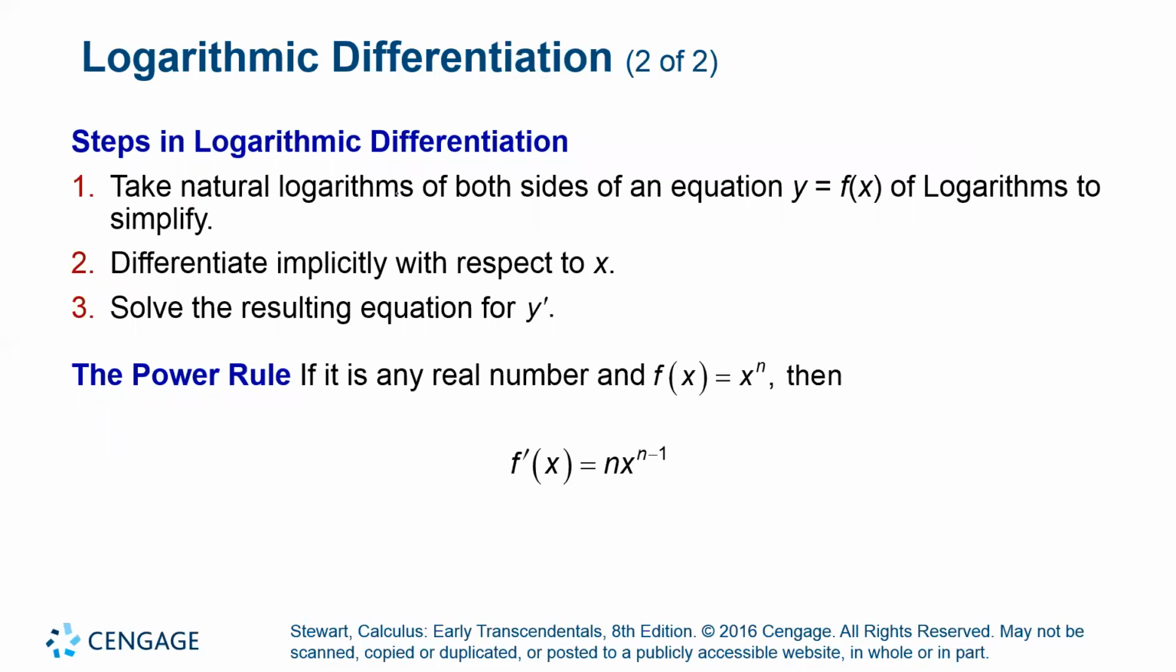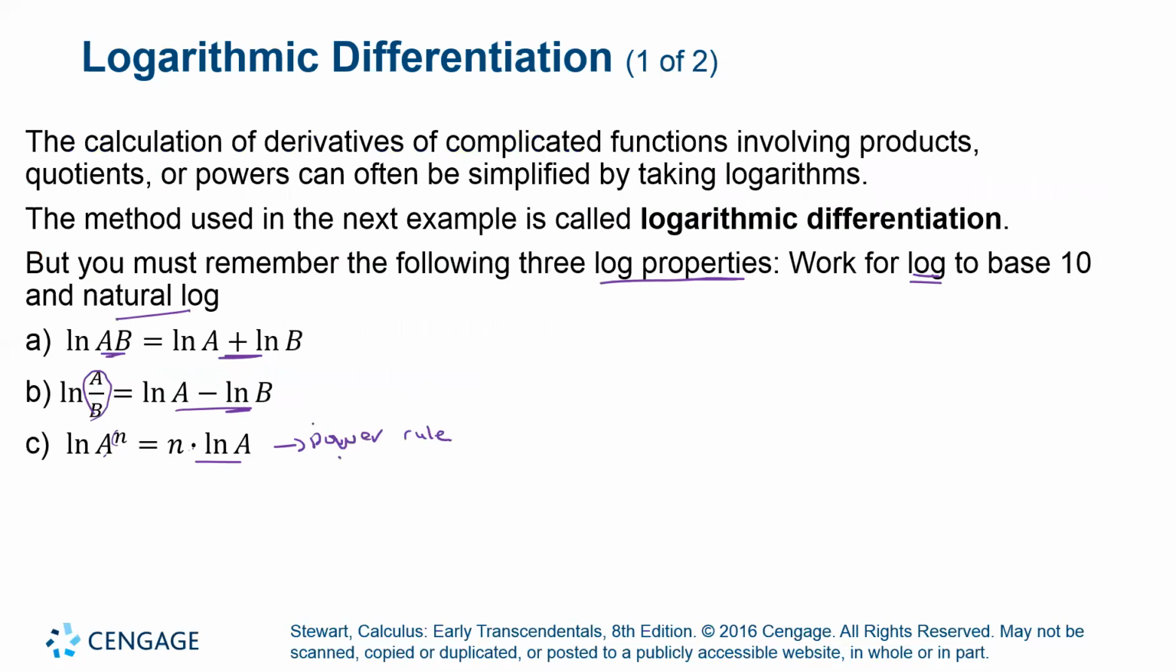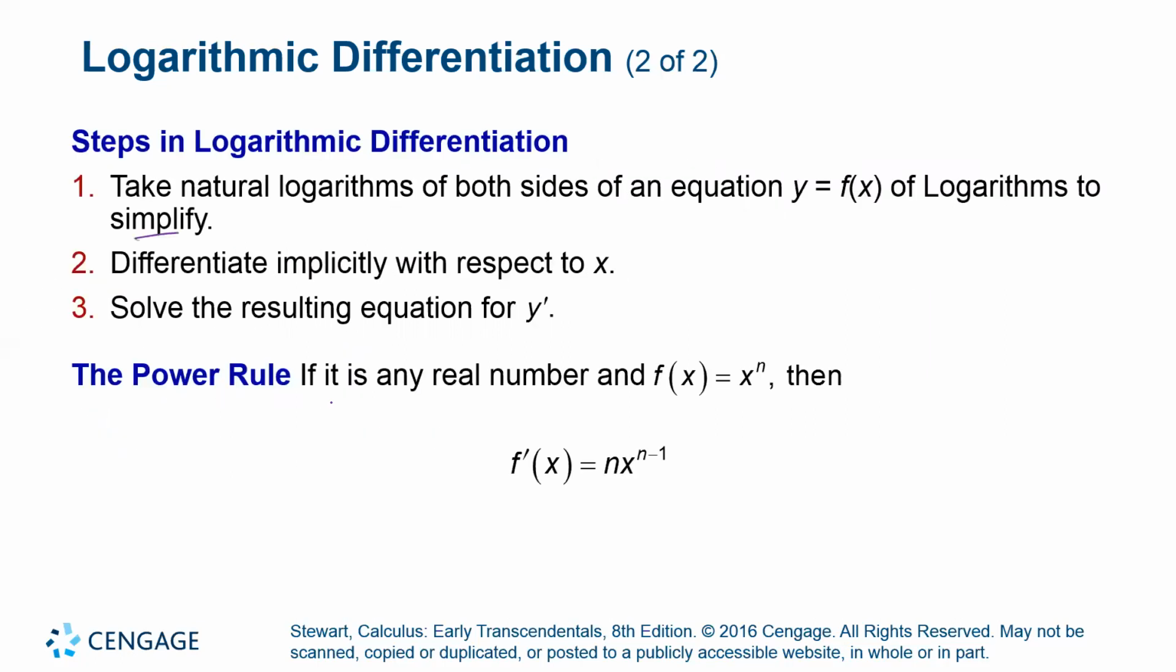First, take natural log on both sides of the equation and simplify. Simplify means that you use these properties that we just talked about to simplify the expression that you get. Step 2, differentiate implicitly with respect to x. And then you solve for y prime or dy/dx. So don't forget the power rule.